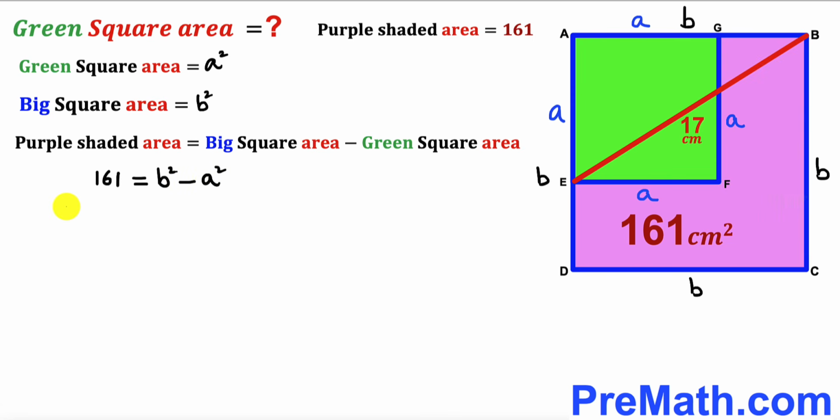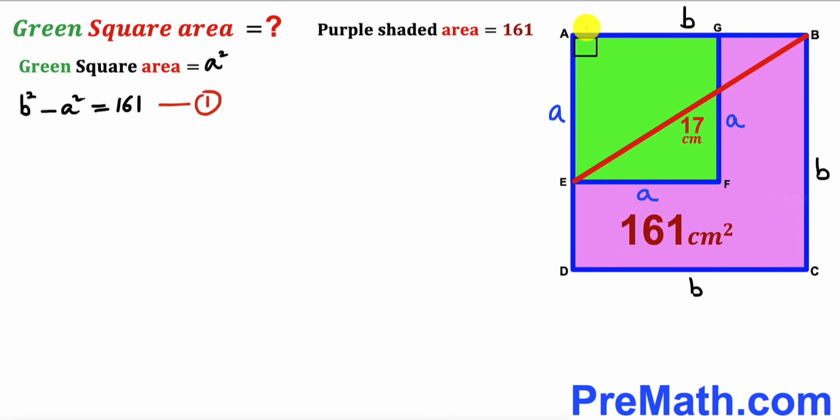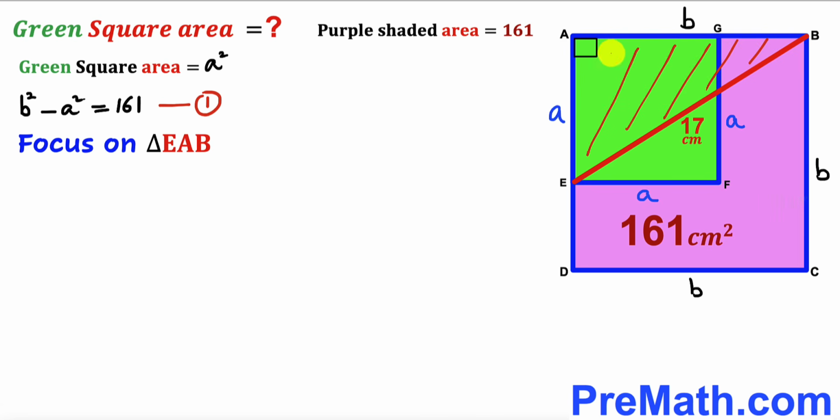We can also write this as b squared minus a squared equals 161. It doesn't make any difference whatsoever. I'm going to label this as our equation number 1. Bear in mind that this angle has got to be a 90 degree angle, since we are dealing with these squares. Now we are going to focus on this right triangle EAB, and we are going to apply the Pythagorean theorem on this triangle.